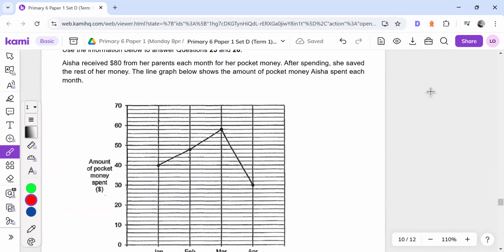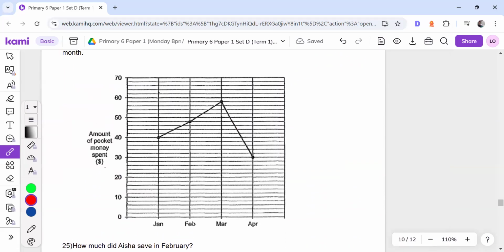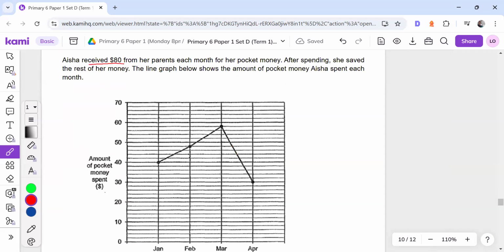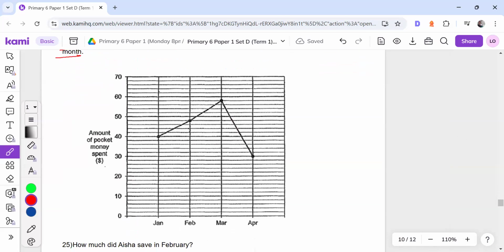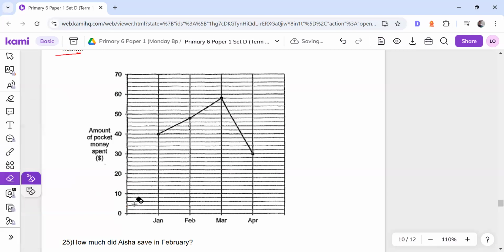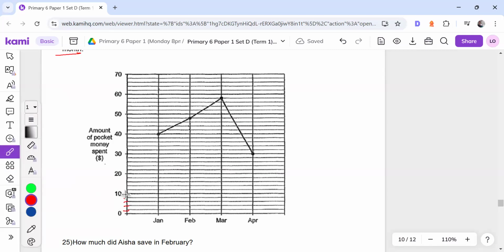Okay, next one. Okay, this is a tricky bar graph, a tricky line graph. Now, read the question. I shall receive $80 each month, right? And after spending, she saved the rest of the money. And the line graph shows the money that she spent each month. So somebody's going to get tricked over here. Now you can see many lines already. Count the lines. If you count the lines, you will realize how many lines. One, two, three, four, five. 5 units is $10. 1 unit is $2.